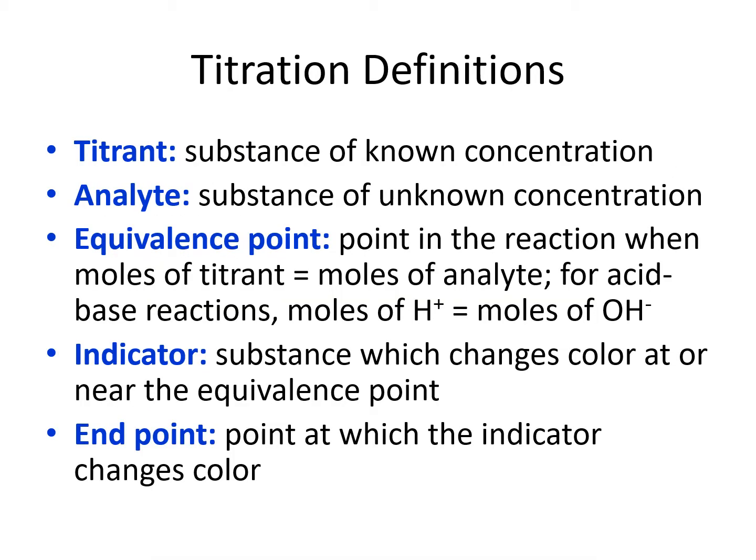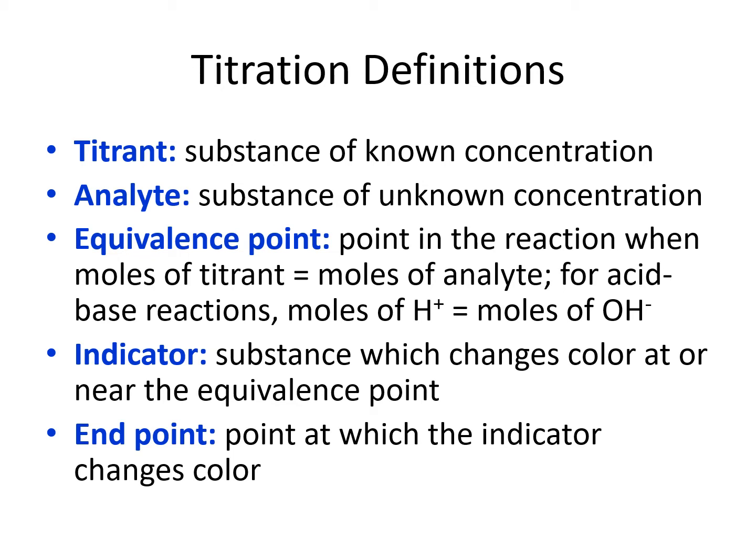Let's go over some definitions. The titrant is the substance that we know the concentration or amount of. The analyte is the substance we're trying to find the concentration of. We are analyzing it. The equivalence point is the point in the titration where the moles of the titrant, that is the substance of known concentration, equals the moles of the analyte, the substance of unknown concentration. For acid-base reactions, it's going to be the point where the moles of H+ from the acid equals the moles of OH- from the base.